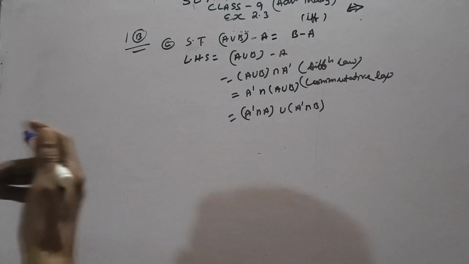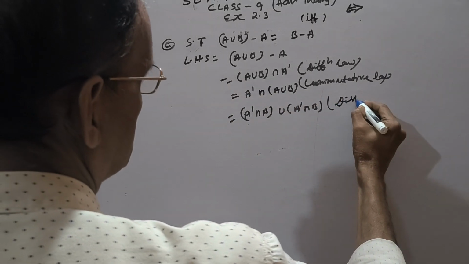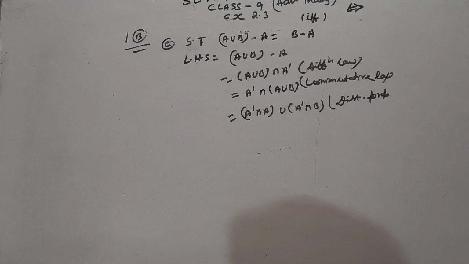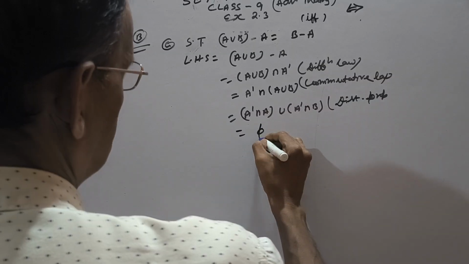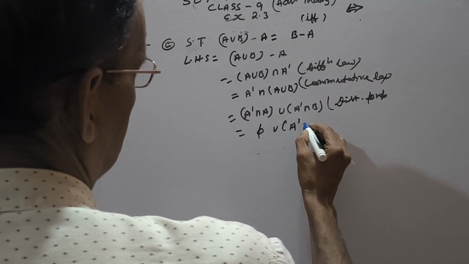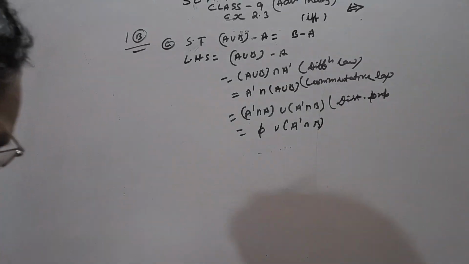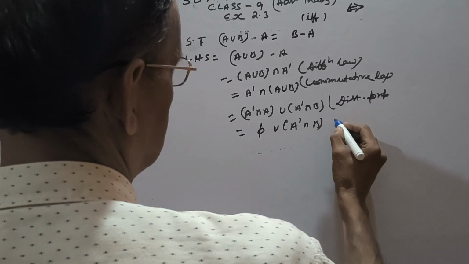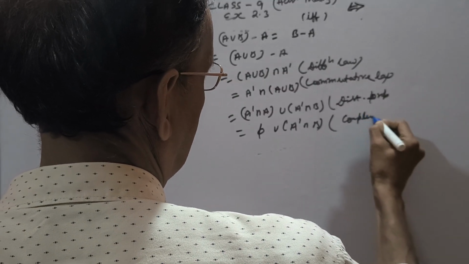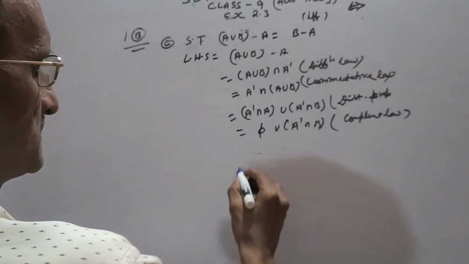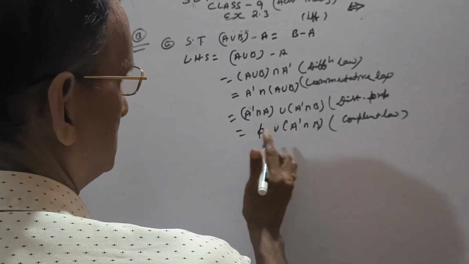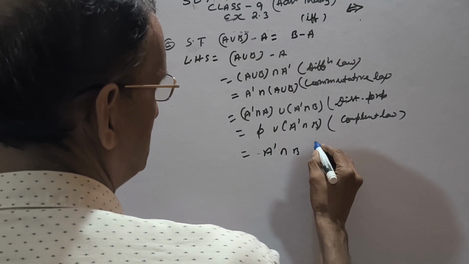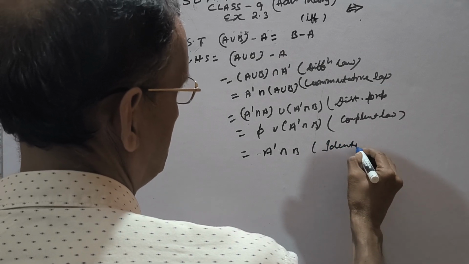Okay. This is the distributive property. What is A intersection A complement? Actually phi. Union A complement intersection B. So this is called the complement law. So we get A complement intersection B. This is called the identity law.